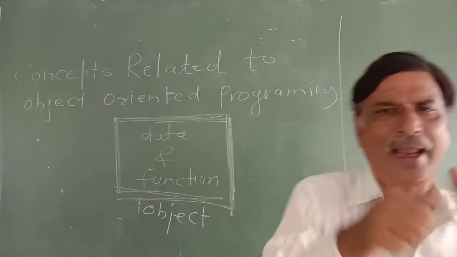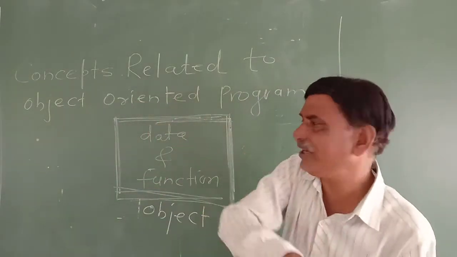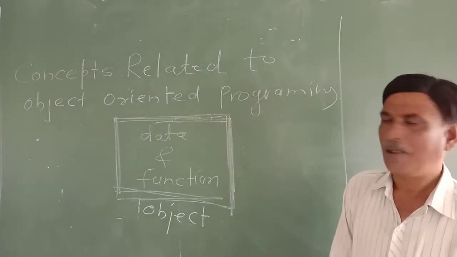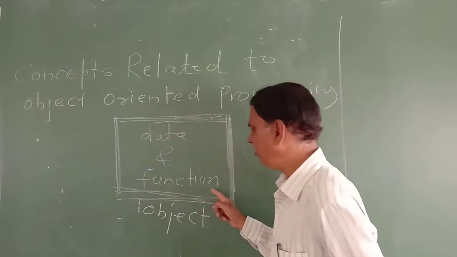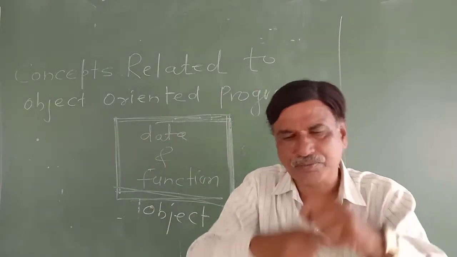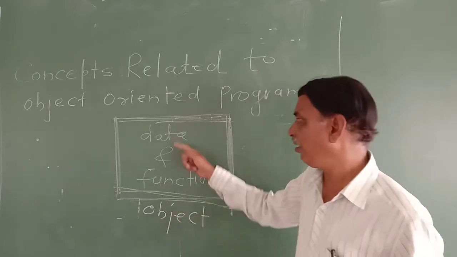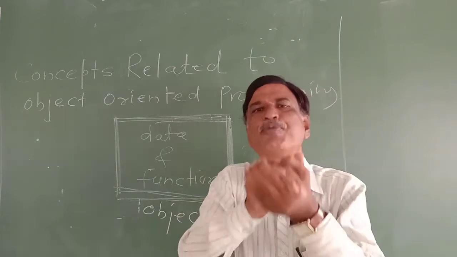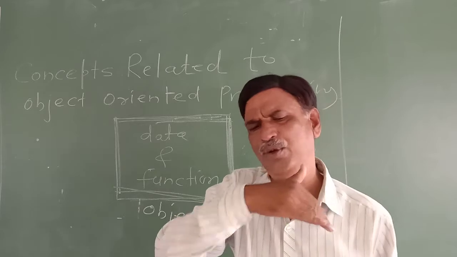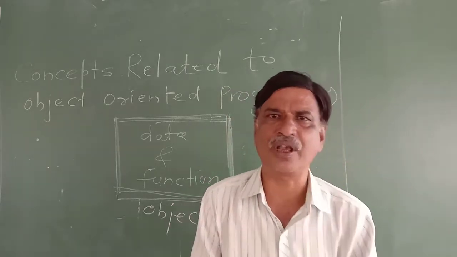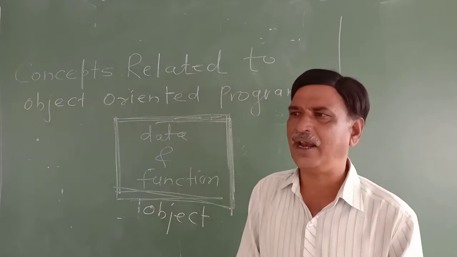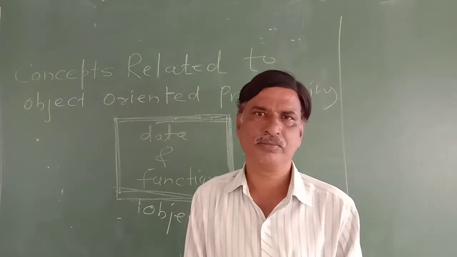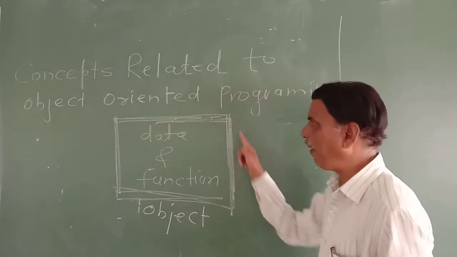So what exactly do we mean by object, and what exactly do we mean by the object-oriented programming approach or style? Data and functions are bound together, closely tied together, encapsulated. You can use any word. So this is a binding.